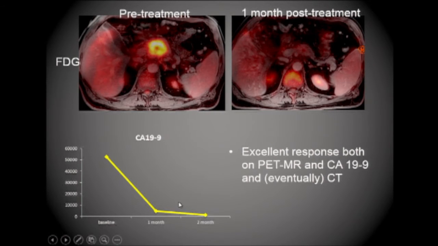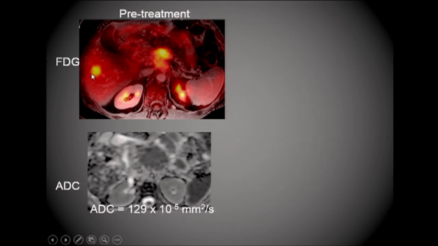Nicely, CA19-9 behaved properly in this patient as well and had a rapid decline, and the patient ultimately had a nice response by CT. So here everything worked, high fives all around. Now, there are cases, however, where there's more confusing presentations.